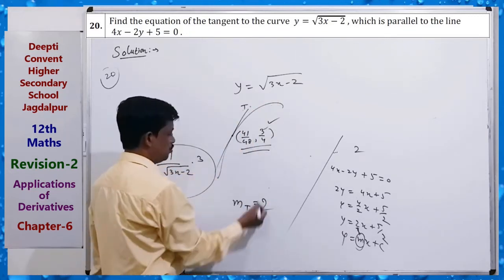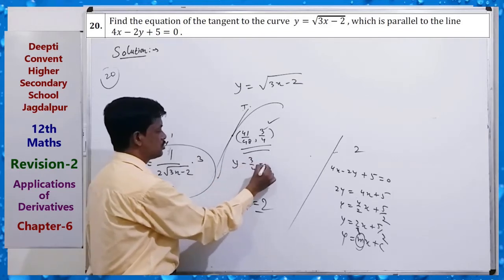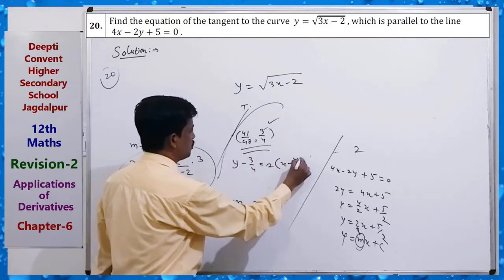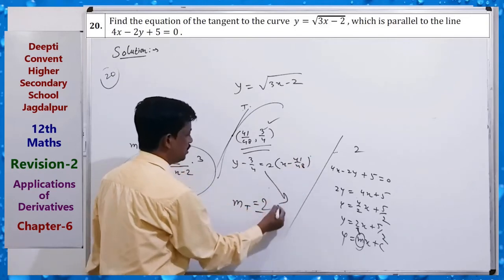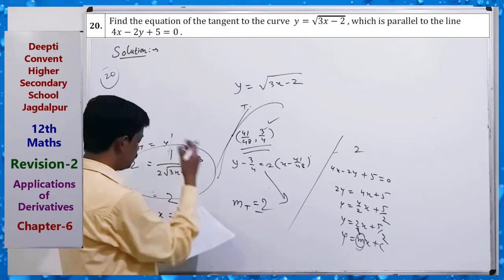This is the slope. So you can get the equation: y minus 3 by 4 equals slope 2 times x minus 41 by 48. Now you can solve it and get the equation of the tangent. Okay, so this is the hint for question 20.